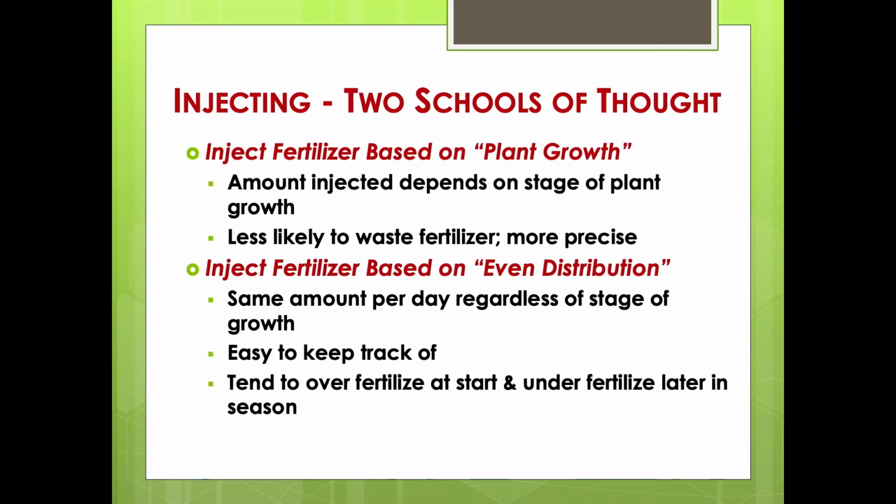But you tend to over-fertilize when the plants are young, then you tend to under-fertilize when the plants get older. So you never optimize the growth of your crop.